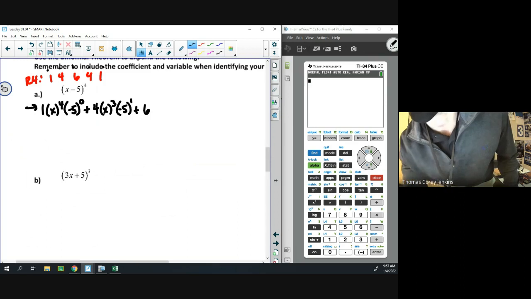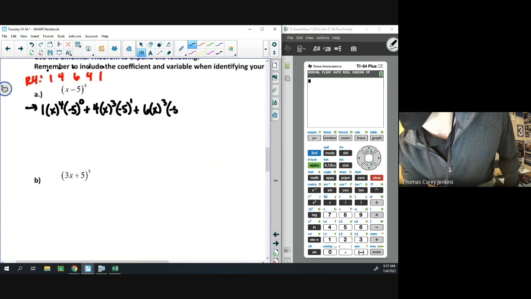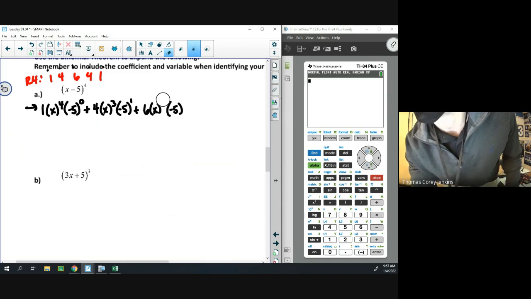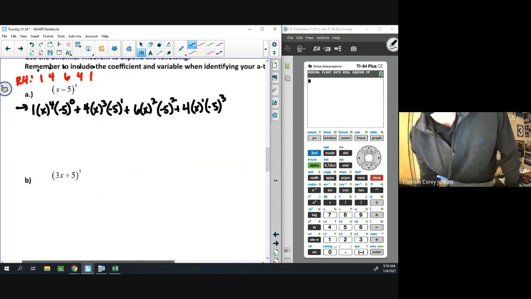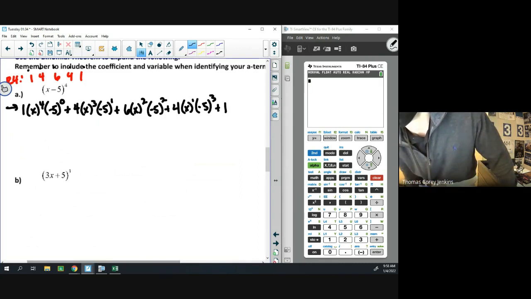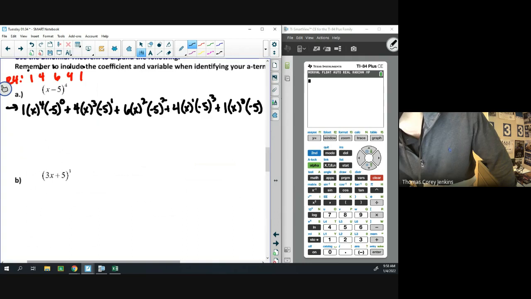Next term would be 6, then x cubed, and -5. Sorry, should have been x squared, and -5 squared. Then we have 4 times x to the 1 times -5 to the 3. And then our last term would be 1 times x to the 0. Really, you could just leave that off if you wanted, times -5 to the 4.